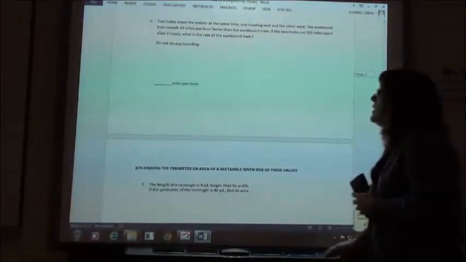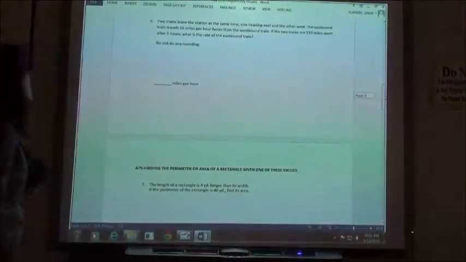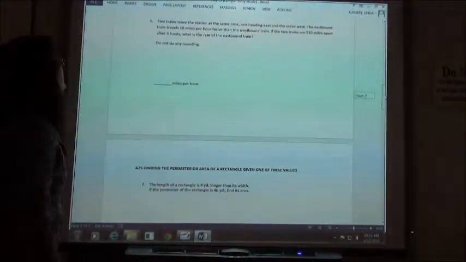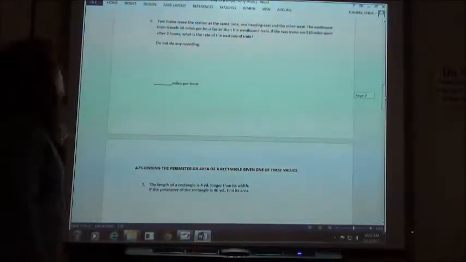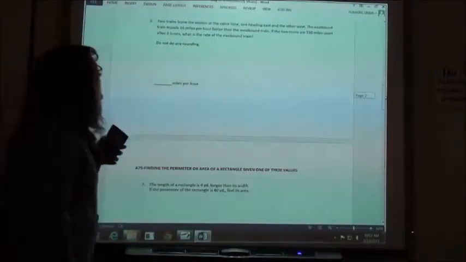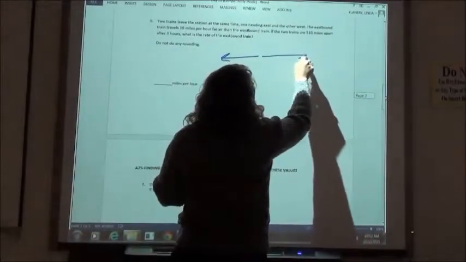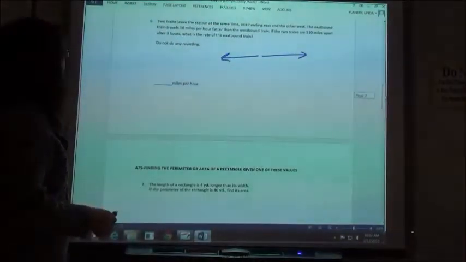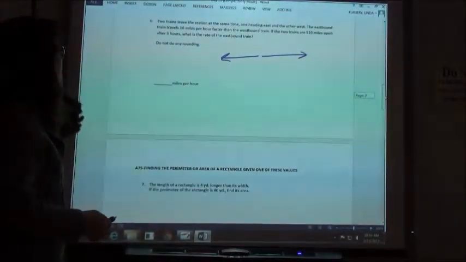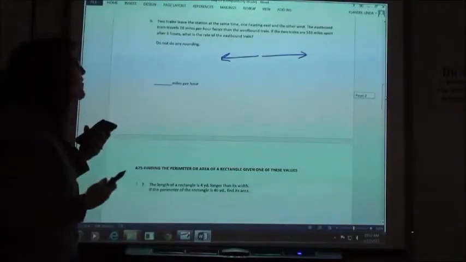Number 6, 2 trains leave the station at the same time, one headed east, the other headed west. The eastbound train travels 16 miles an hour faster than the westbound train. 2 trains are 510 miles apart after 3 hours. What is the rate of the eastbound train? So again, I'm going in 2 opposite directions. The eastbound train is going 16 miles an hour faster than the westbound train. It's kind of like the previous problem.